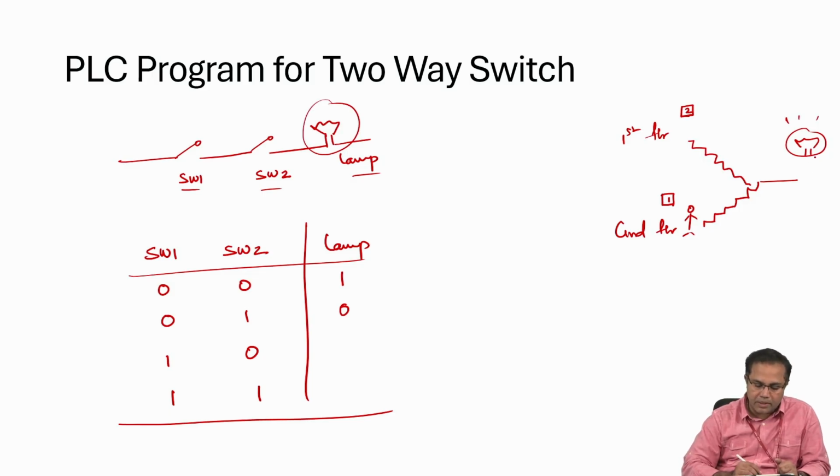Understood? Similarly, coming to the 1 0 combination, here also I want the lamp to be turned off. Same is the case: a person from the first floor goes to the ground floor, and after taking the staircase, he presses switch 1, and it turns off the lamp. Understood? Next, in the 1 1 combination, again I want the lamp to be turned on.